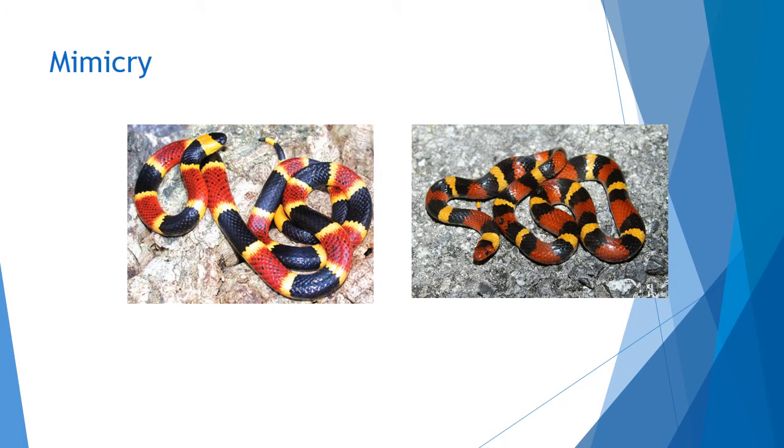Mimicry. So one of these snakes is deadly. It also contains a neurotoxin, which attacks your nervous system and causes paralyzation of muscles, like the diaphragm and other respiratory muscles. And so, which one of these do you think is venomous, and which one do you think is harmless?